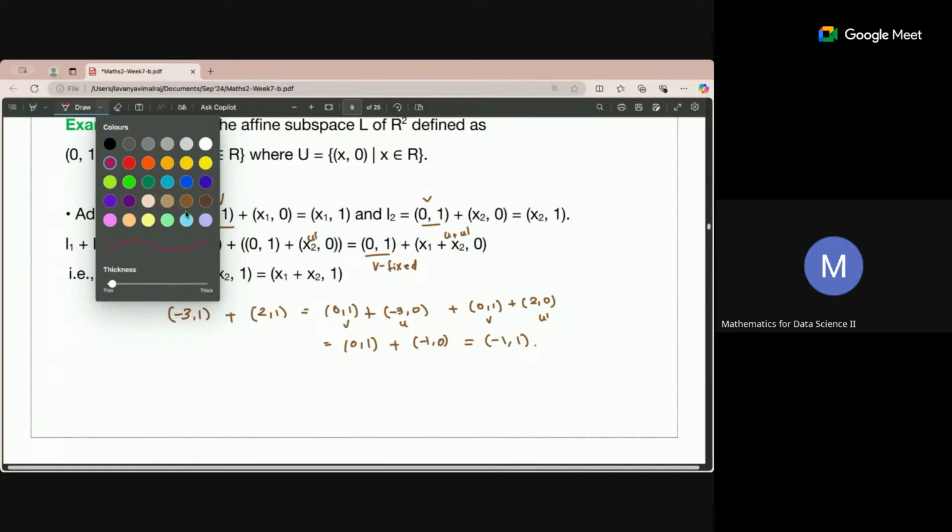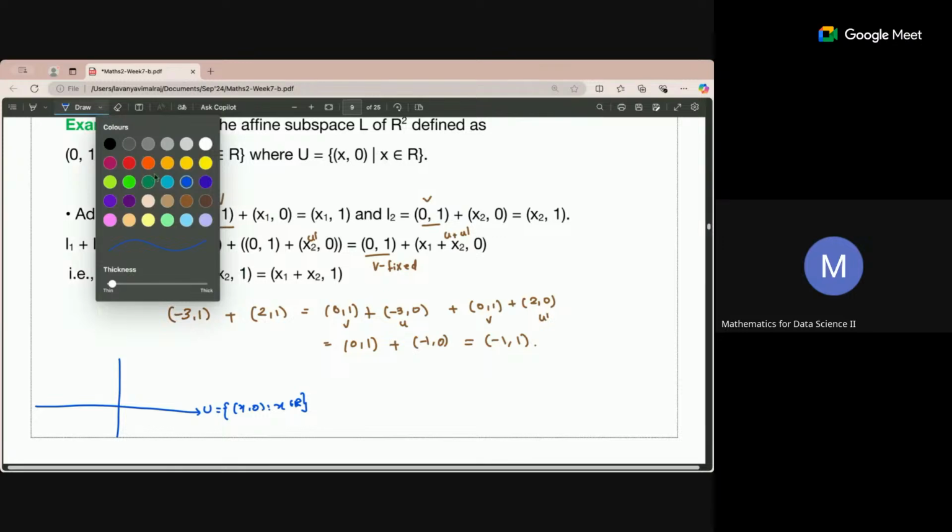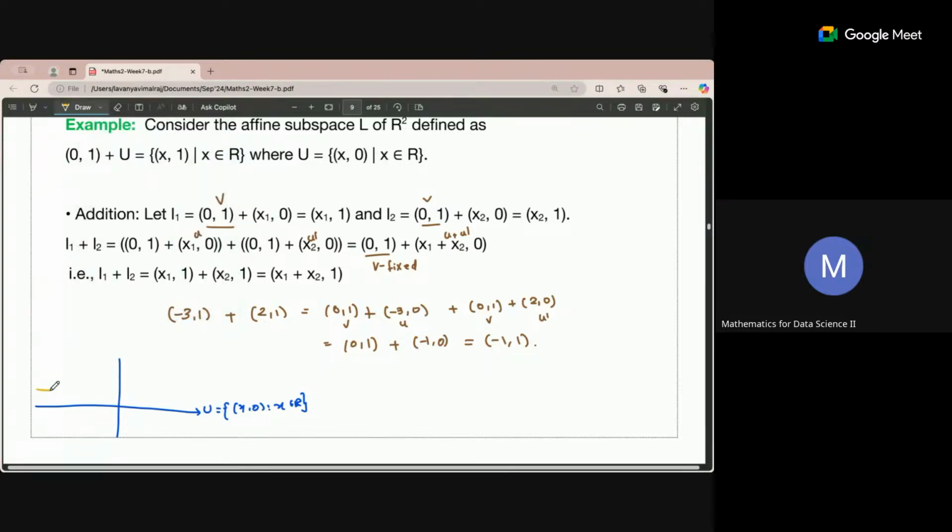That's all. So maybe let us take this example here. This is your U. U is the set of all (x, 0), x in R. Now this is your L. So your L is the set of all (x, 1) such that x is in R. So now I'm adding two elements, maybe I'll take this as (-3, 1).